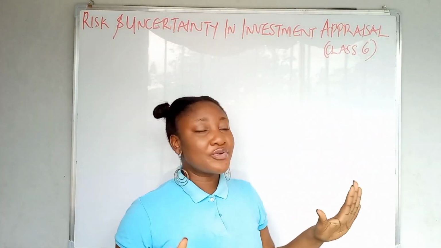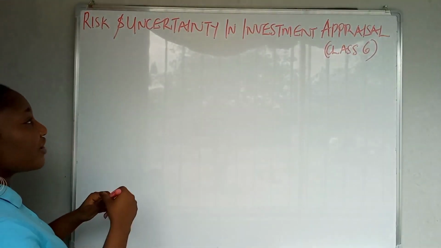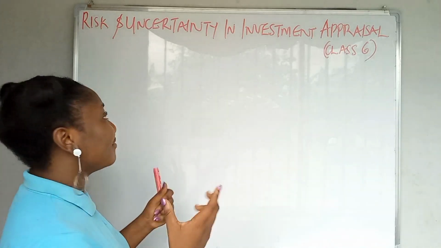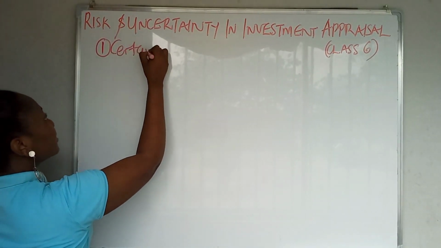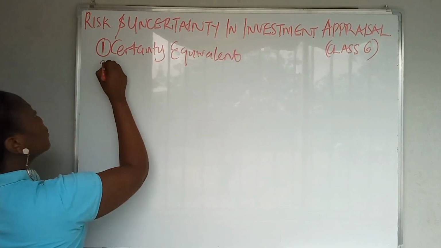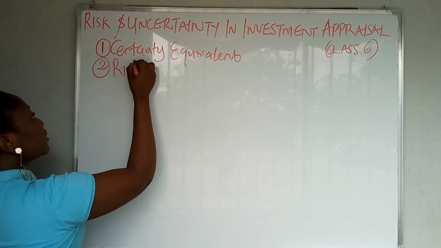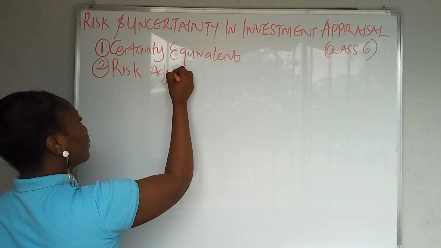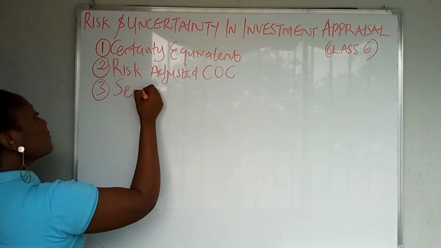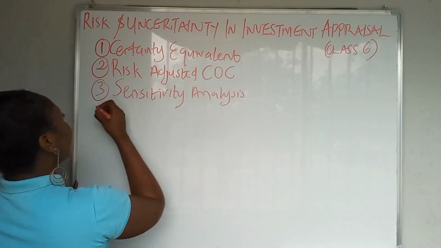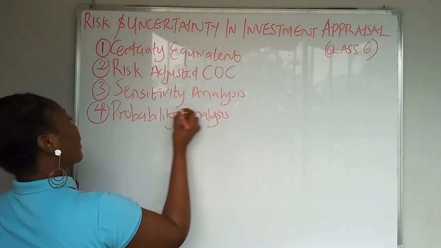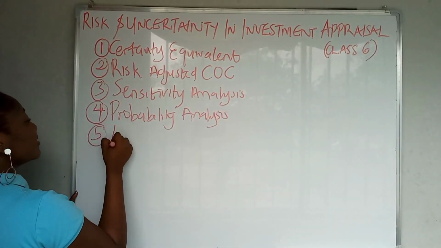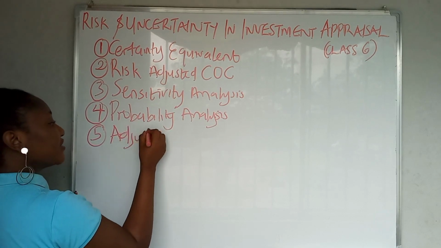Now, in investment appraisal, there are 5 approaches to handling risk. The first method is the certainty-equivalent approach. Number 2 is your risk-adjusted cost of capital. Number 3 is sensitivity analysis. Number 4 is the probability analysis. And number 5 is adjusted present value.